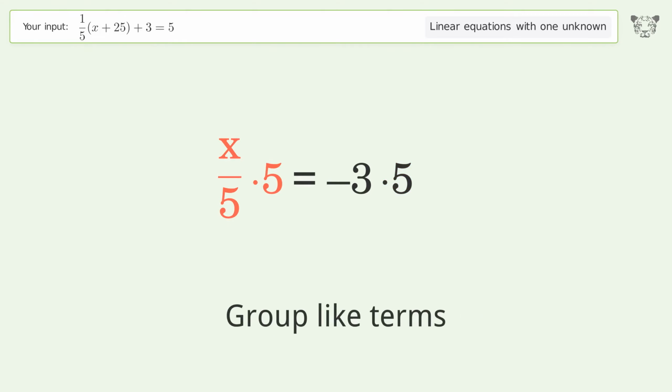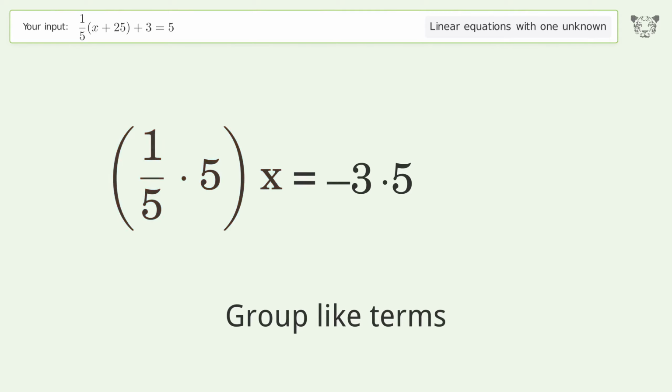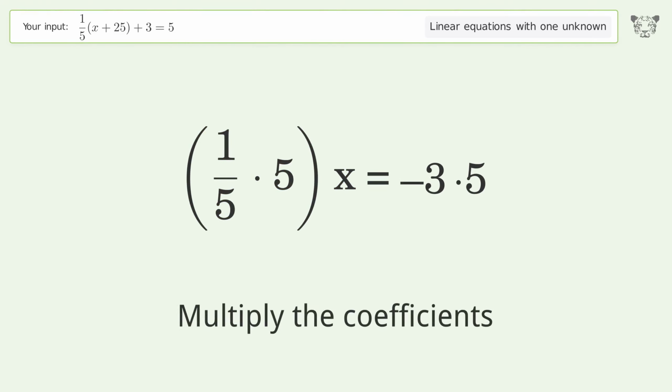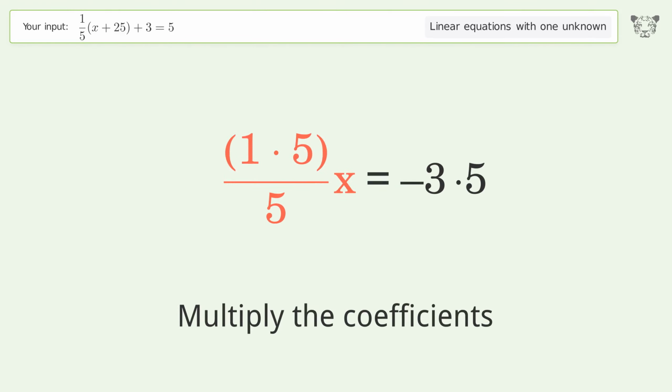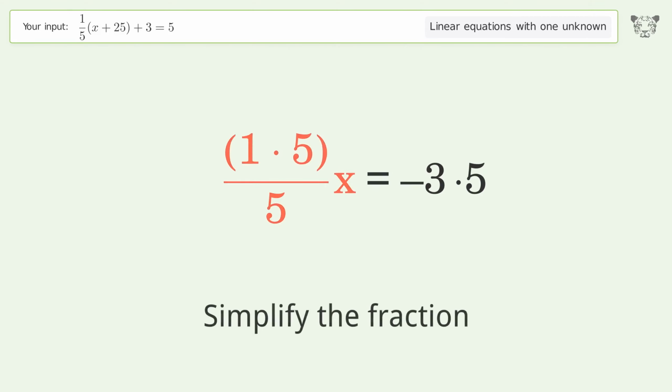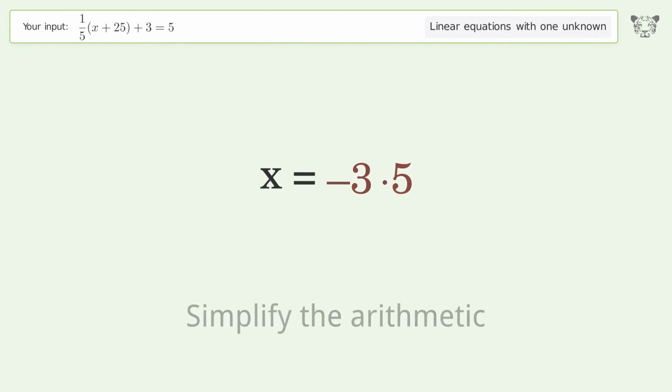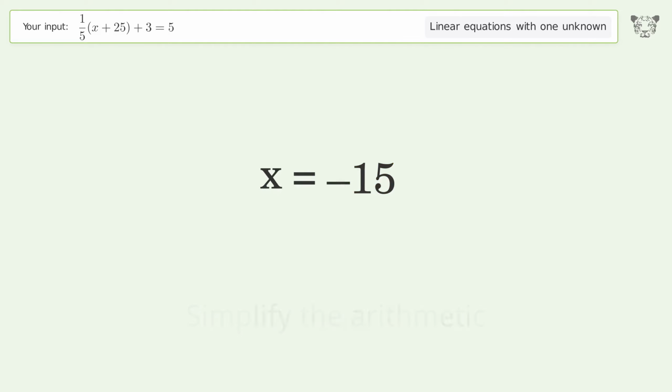Group like terms. Multiply the coefficients. Simplify the fraction. Simplify the arithmetic. And so the final result is x equals -15.